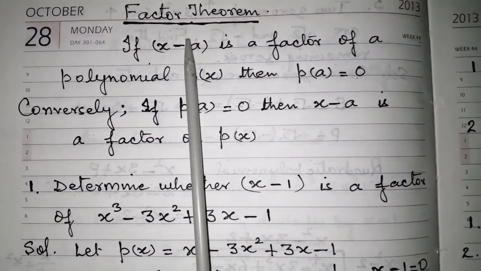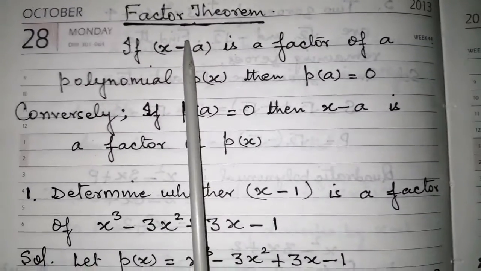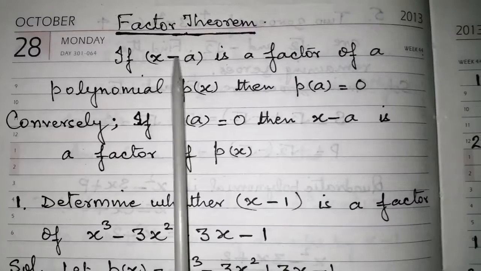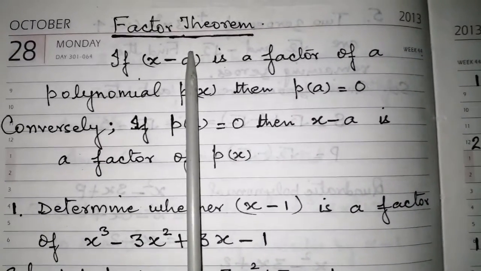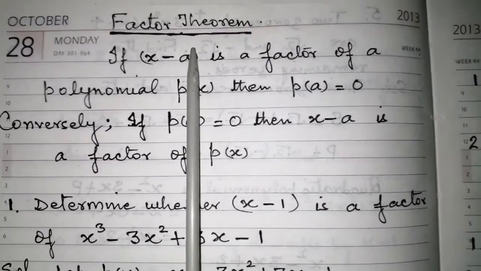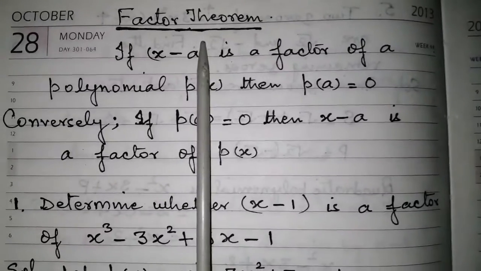If you remember, in the previous video we had discussed the remainder theorem. What was the statement? If a polynomial p of x is divided by a linear polynomial x minus a, then the remainder is p of a. Right? Now from this remainder theorem we derive the factor theorem.